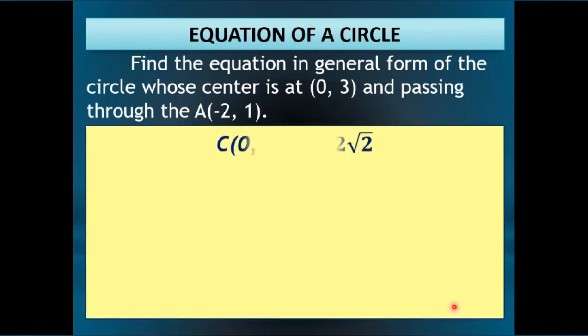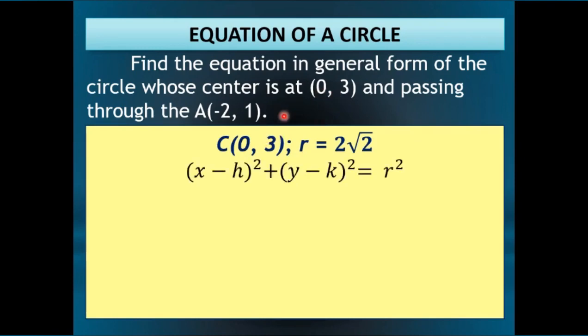As we have solved our radius, which is equal to 2 times the square root of 2 or the square root of 8, and the center given is (0, 3), we can now find the general form of the equation of the circle. So again, we use the center-radius form, and then we substitute the values. Our h becomes 0, our k is -3, and our radius is 2 square root of 2.